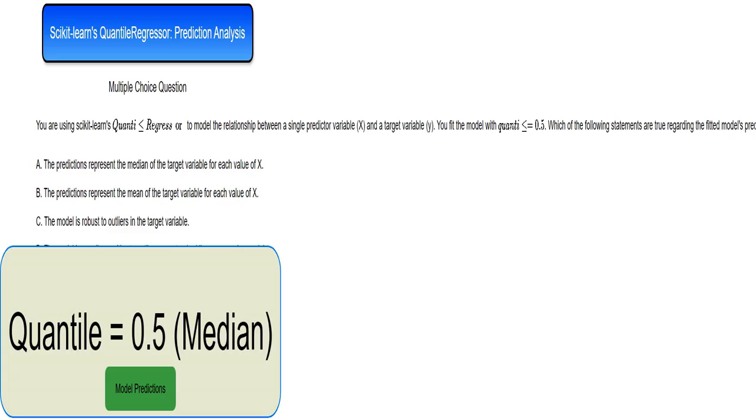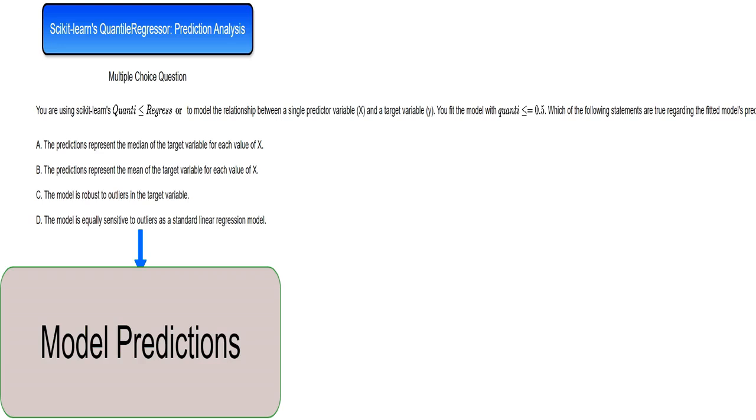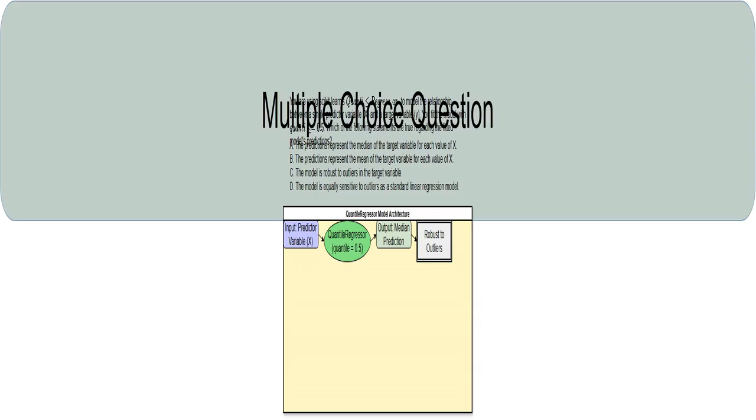The quantile parameter being 0.5 means the model targets the median. The median is the middle value when data is sorted. I'm trying to understand what the model's predictions actually represent. I see, we're using scikit-learn's QuantileRegressor to predict y from x. The key here is that quantile equals 0.5 means we're aiming for the median prediction, not the average. This question tests your understanding of what that means for the predictions and how this model handles outliers.